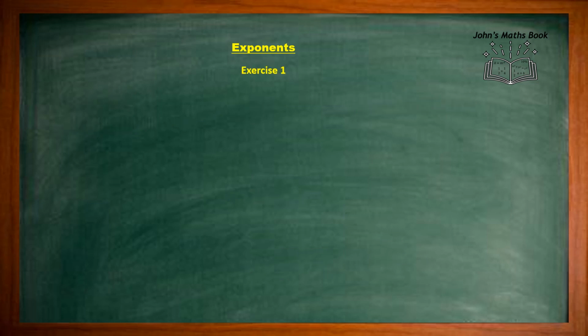For exercise number 1, let's see if we can work out what 2 to the power of 3 is. So pause the video now and see if you can work out the answer. So hopefully you got the answer. So in this case, we have a base number of 2 and we have an exponent of 3. This means multiply the base number by itself 3 times. So we have 2 times 2 times 2, which in this case is 8.